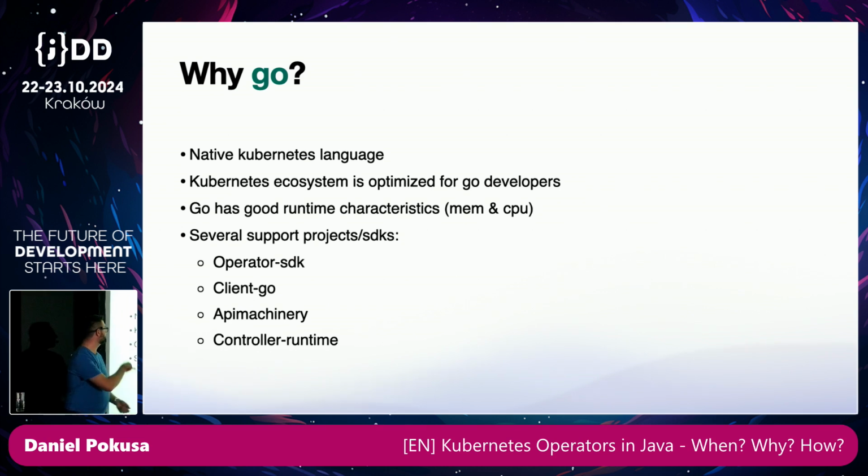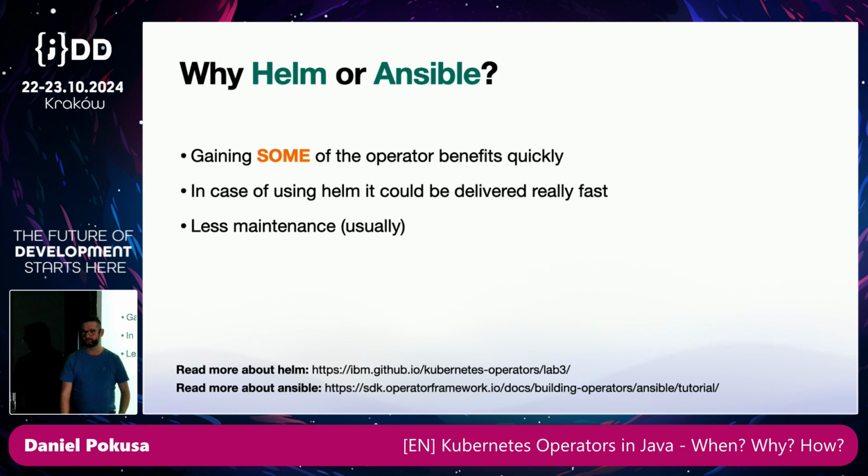Why Go? Go is a native Kubernetes language. The Go Kubernetes ecosystem is optimized for developers. Go has good runtime characteristics, memory and CPU, and there are a lot of projects that support you. Why Helm or Ansible? Yep, you're gaining some of the operator benefits quickly, like instantly. Honestly, in one hour you can do it on your machine.